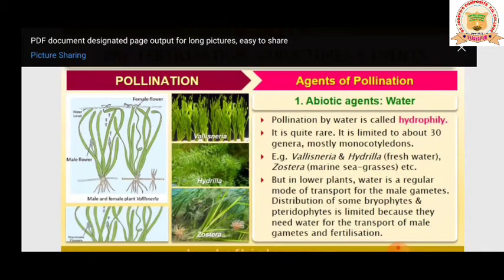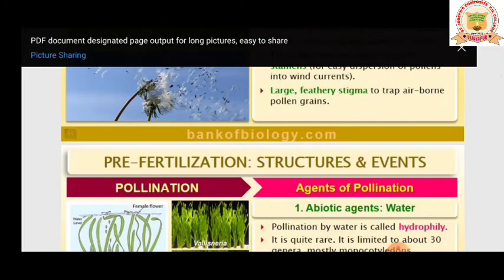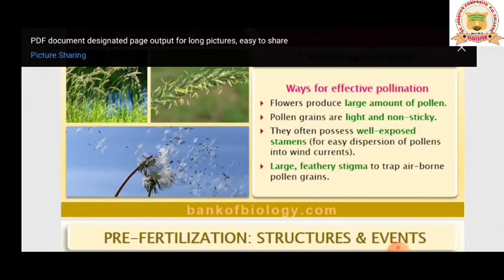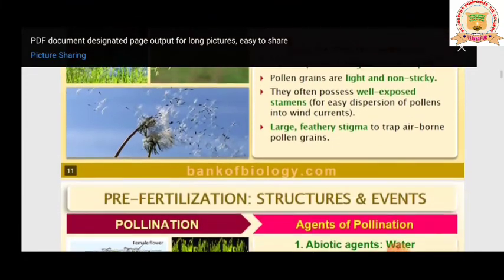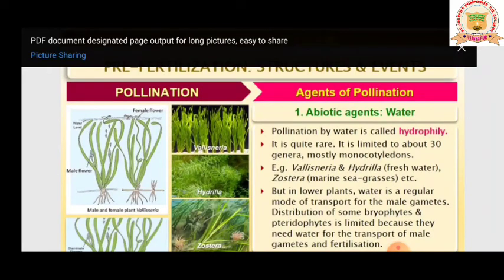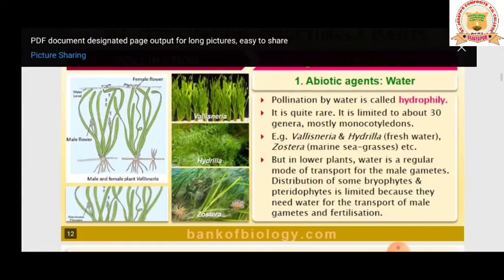Now coming to water, the second abiotic agent which is going to carry out the pollination. I hope you have understood the characteristics of wind pollinated flowers. Now let me proceed to the next abiotic agent, that is water.